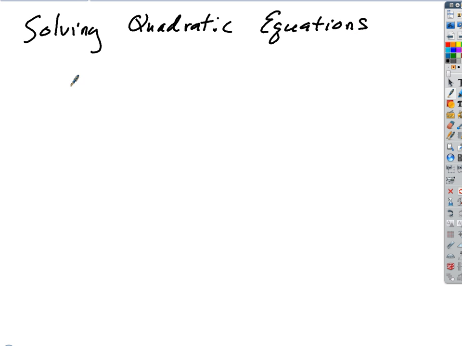What if we want to solve the equation 4x squared plus 12x minus 160? Actually, let's solve that equation: 4x squared plus 12x equals negative 160. Okay? Now what are the steps that we could go through to solve this thing?